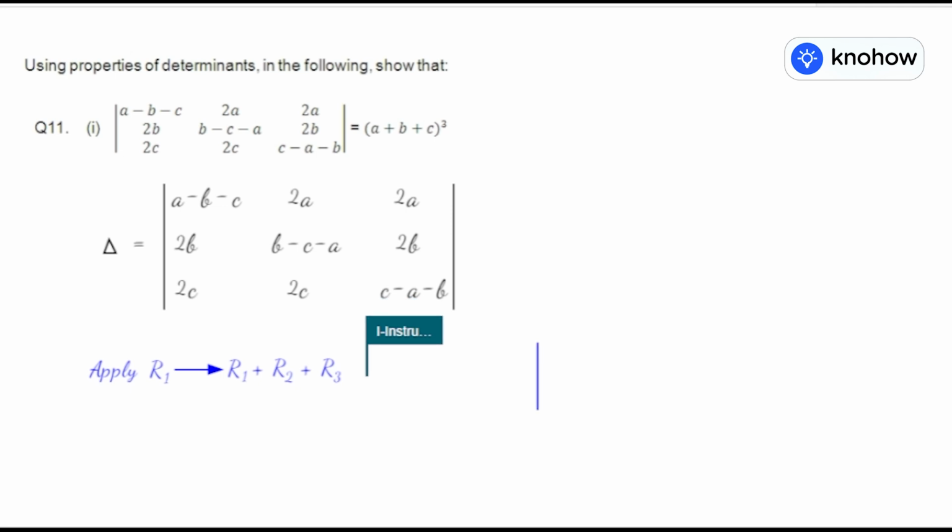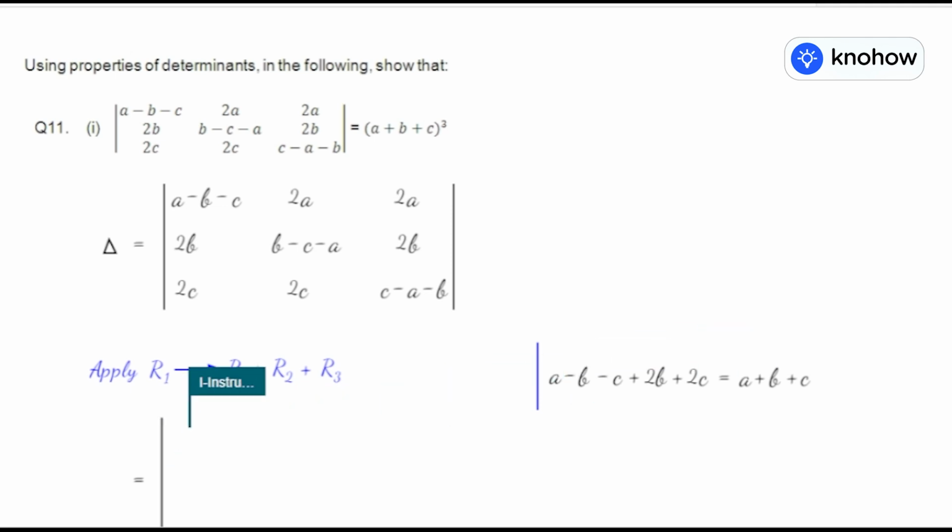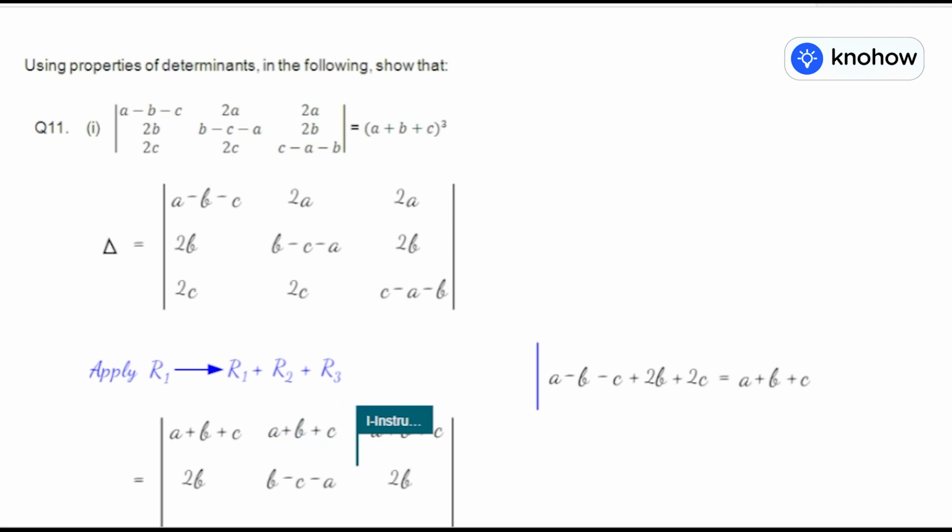I am doing it directly, I can show you here. The one element is a minus b minus c. You are adding 2b and 2c to it. So obviously one b will cancel and you will get a plus b, and 2c minus c is c. So you will get a plus b plus c, and similarly in the other terms of row 1. All three elements will be a plus b plus c, keeping row 2 and row 3 the same, with c minus a minus b at the end. Now anybody can make out what should be the next step.